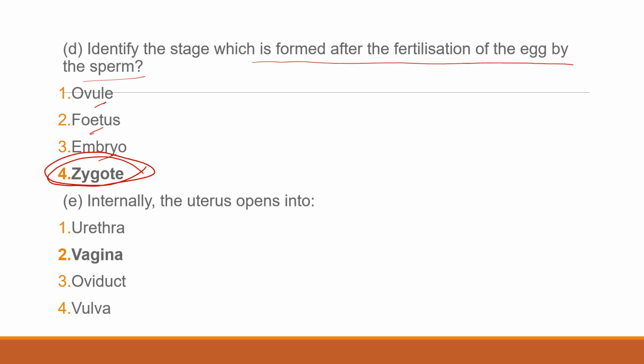Now the next question is, internally the uterus opens into what? The uterus is a part of the reproductive organs. So uterus opens into urethra, vagina, oviduct or vulva. It is opening into the vagina, right?